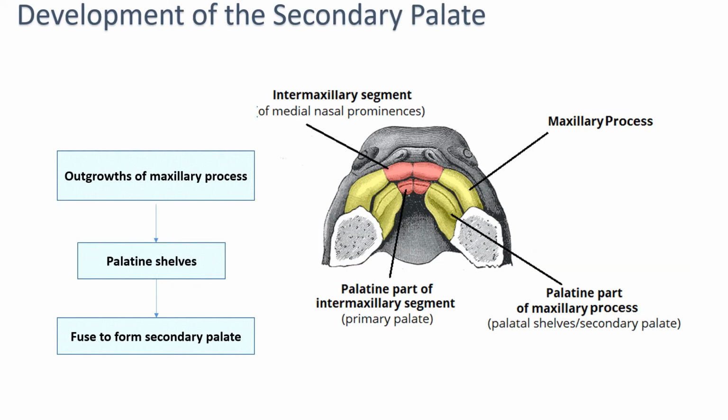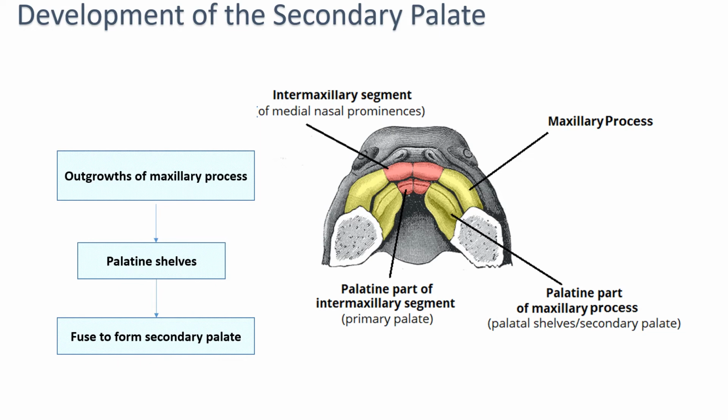Okay, great. So now that we have been introduced to the intermaxillary segment, and we know that one of its components gives rise to the primary palate, let's take a look at the development of the secondary palate. Of course, as the face is growing, that primary palate eventually becomes far too small and short to adequately separate the nasal cavity from the oral cavity. So instead, you need a new structure to form, and this new structure is called the secondary palate.